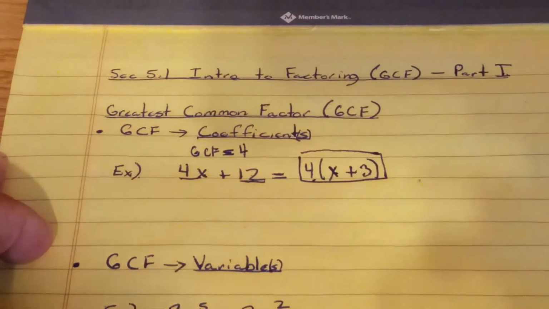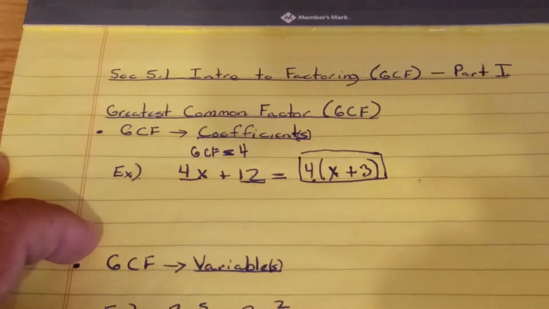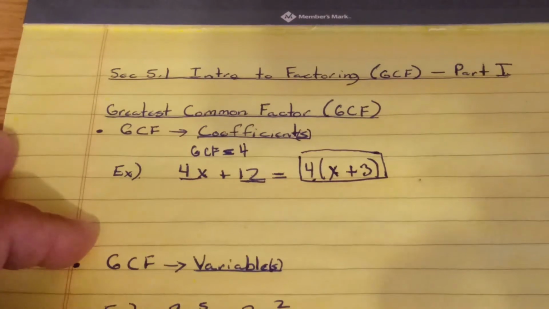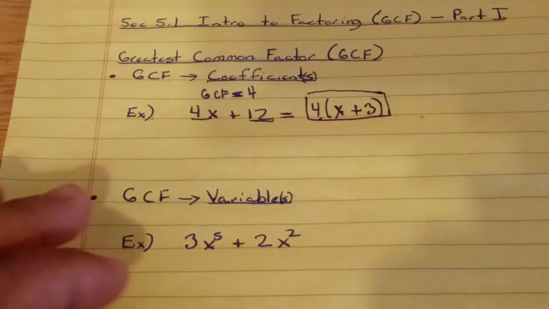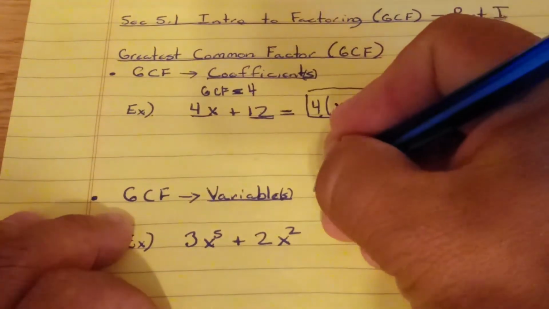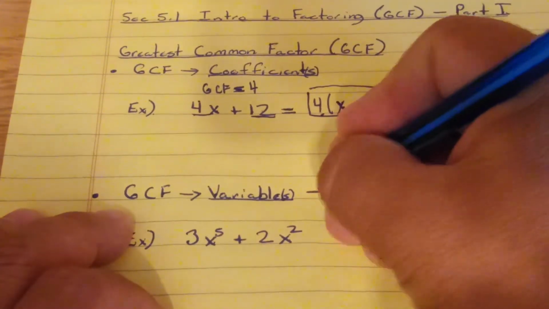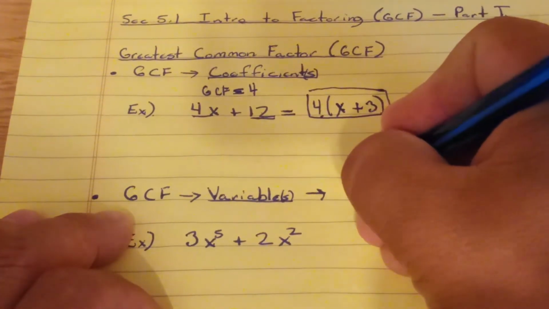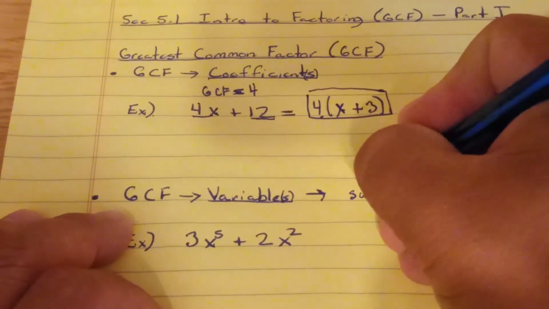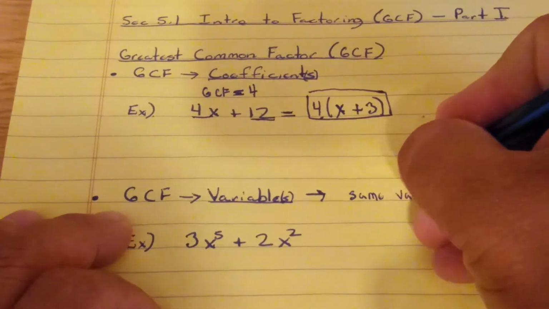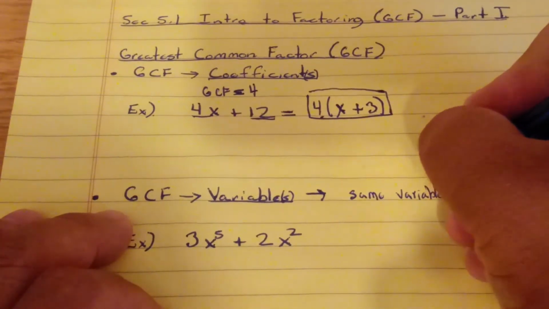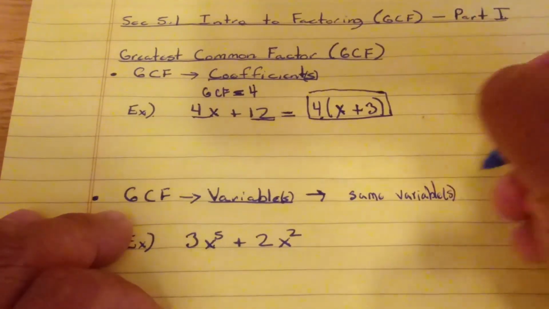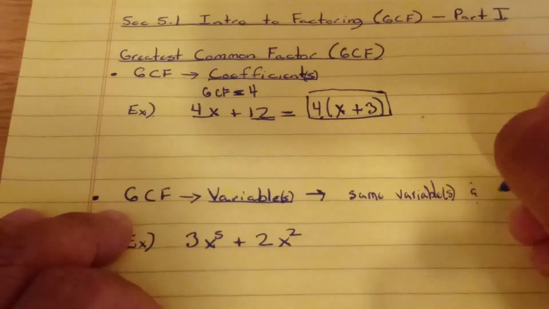Now keep in mind that you're going to have several greatest common factors, so just don't think it's just coefficient. Sometimes you're going to have variables. Now with the variables, it's a little bit different. So let's take a look at this example. With the variables, what we're dealing with is that you have to have the same variable or variables, because it could be more than one, and the smallest power.